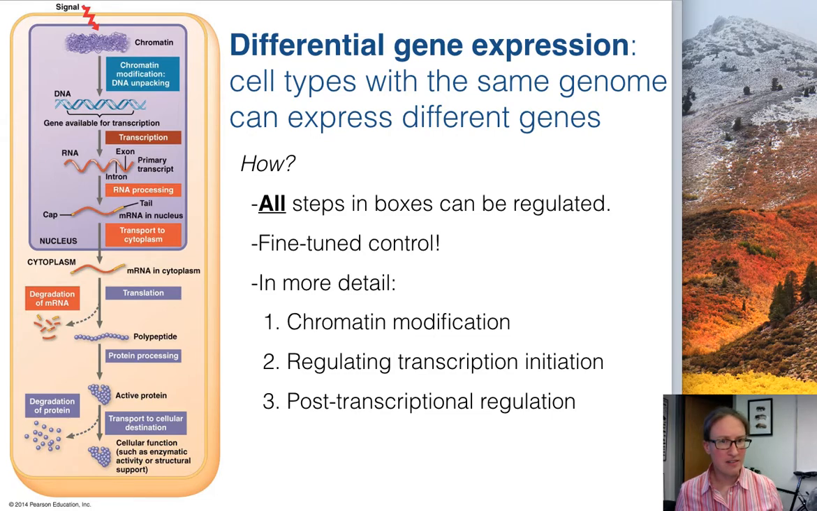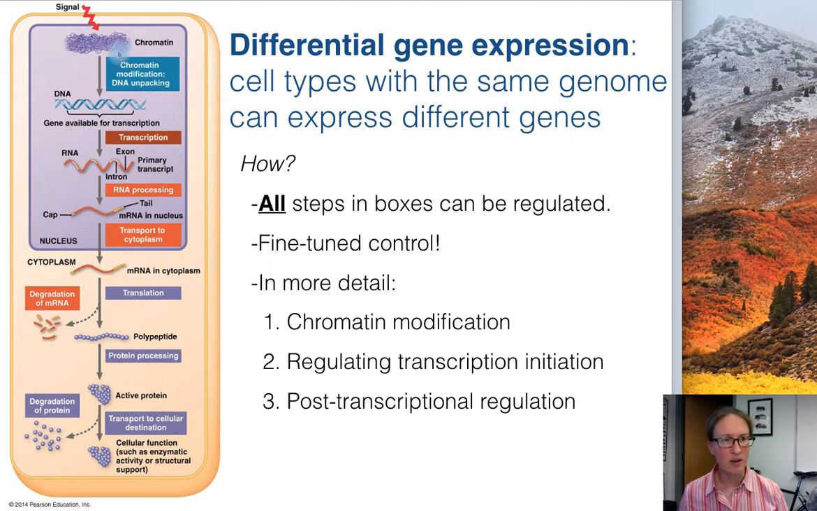So, again, if you think about all the cells in your body, all the cells in your body have the exact same genetic information in them, but those cells all express different genes, right? We have different tissues, different organs, and most genes are differentially expressed across those different tissues and organs. So, basically, on the left here, I've got a summary figure that shows you all the different steps at which gene expression can be regulated. And all of these points can be regulated to control which genes get expressed where and when.